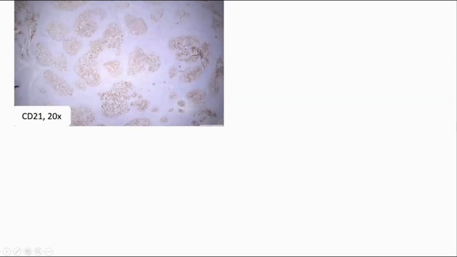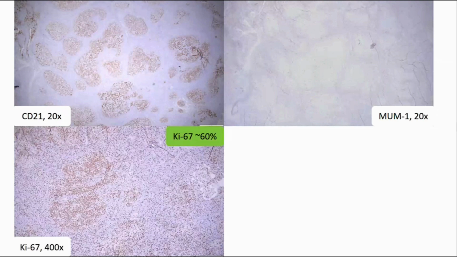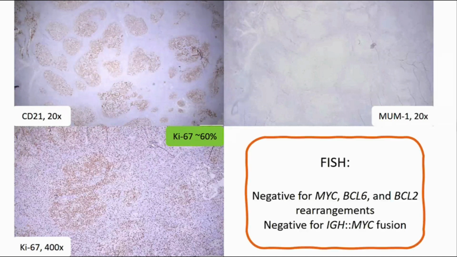My slides are thinking. Okay. CD21, additionally, shows the follicular dendritic meshworks. Some of them are maybe a bit expanded, some are disrupted on the edge. MUM1 is negative, which would be important in a second. And Ki-67, the proliferative index, is increased in the follicles at about 60%. The FISH studies that were done showed no significant rearrangements or fusions.